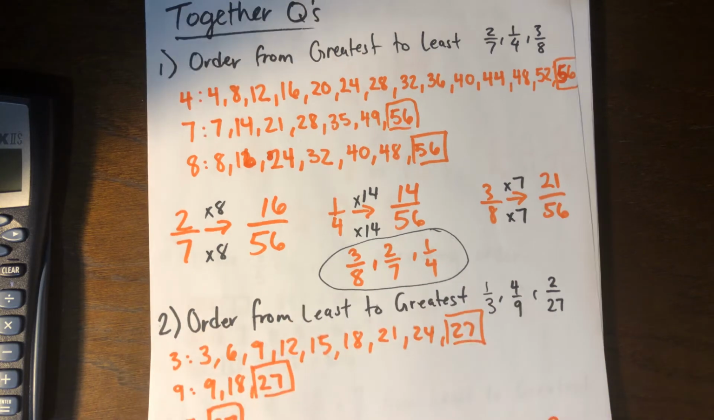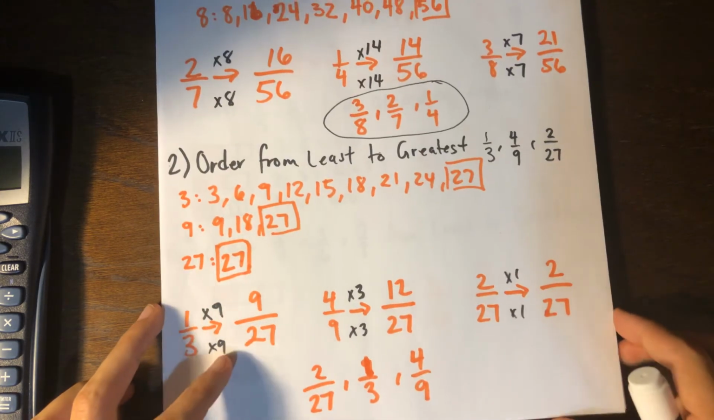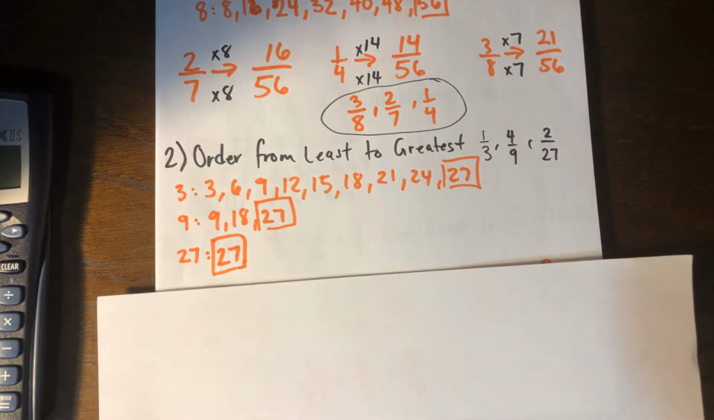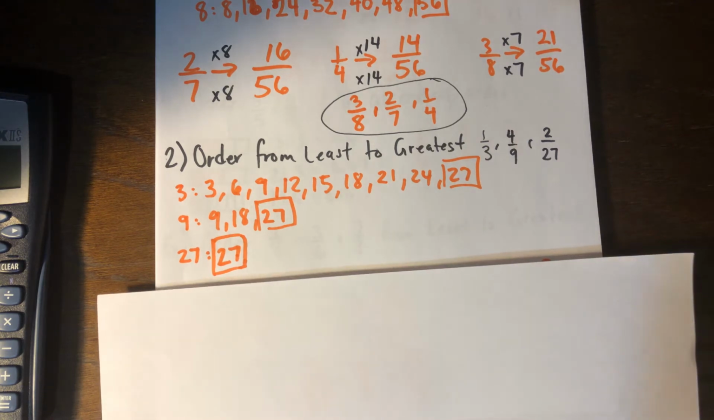Okay, let's move on to number 2. Again, this one is from least to greatest. So it's the same concept, it's just about the ending, how we're going to compare which one goes first and which one goes second and which one goes third. So we have a third, 4/9, and 2 27ths.